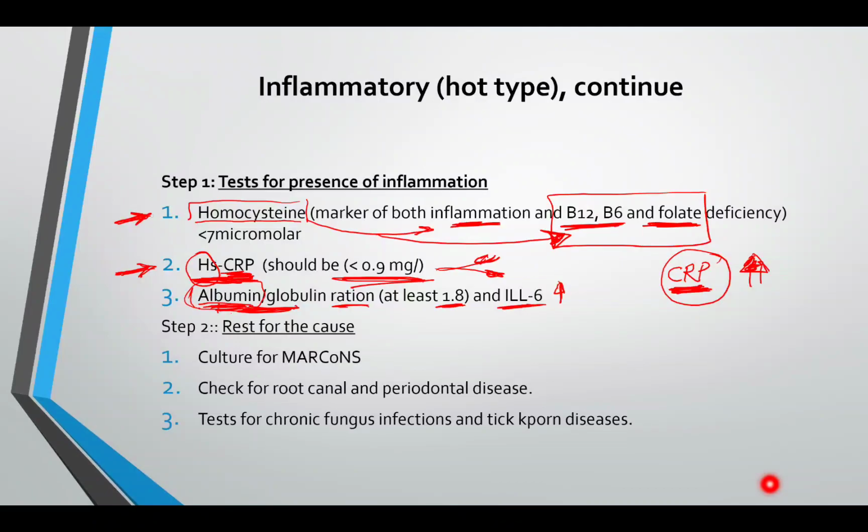Now, if the person has been shown to have inflammation, what we need to do, if he has chronic sinusitis, we need to do a culture for Marcons, this organism that is present in the sinuses. And we need to check the root canal and the periodontal disease, because these diseases, if not treated, can stay for years, creating disasters to the brain. And then we test for chronic fungal infection, like I mentioned before, and the tick-borne disease that I mentioned before. There are special tests for this we will mention later.